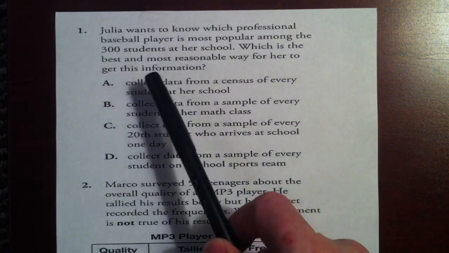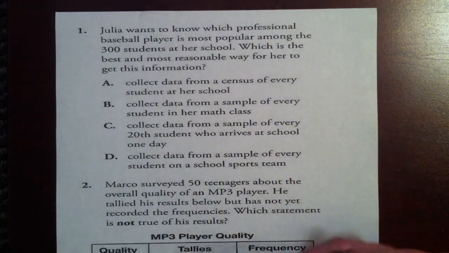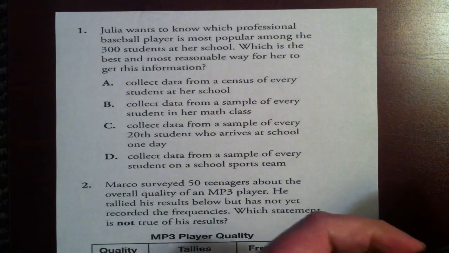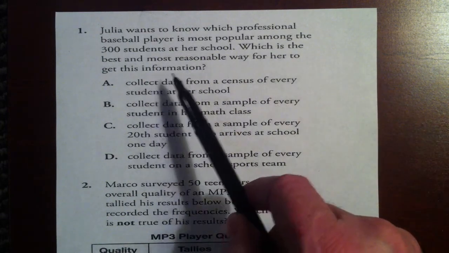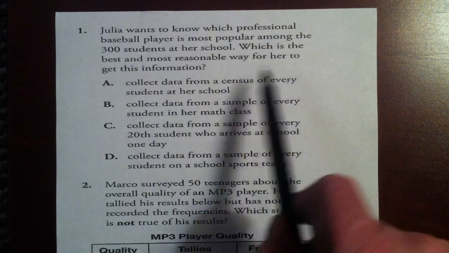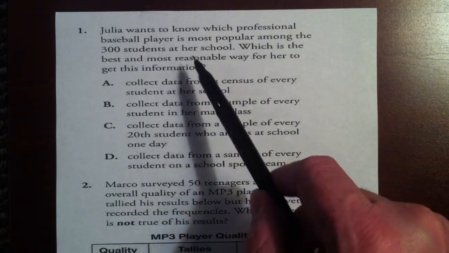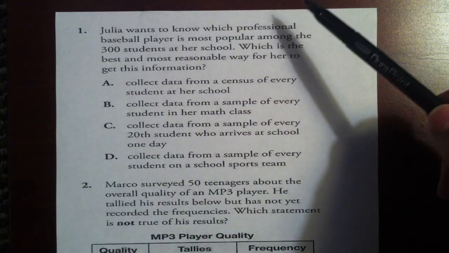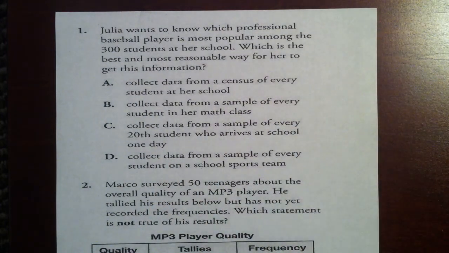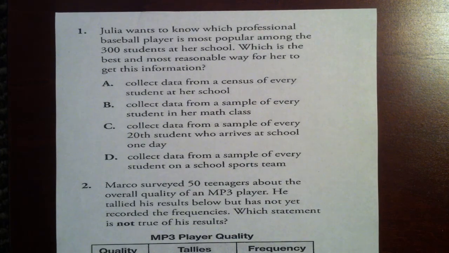Okay, question number one. Julia wants to know which professional baseball player is most popular among 300 students at her school. Which is the best and most reasonable way for her to get this information? So basically, there are 300 kids at the school. She wants to get an idea of who's the most popular. So you might be thinking, here in Atlanta, well, is it Chipper Jones, is it Brian McCann, and so on.